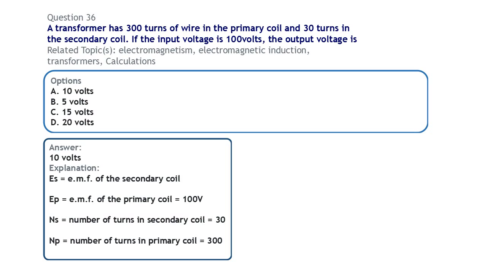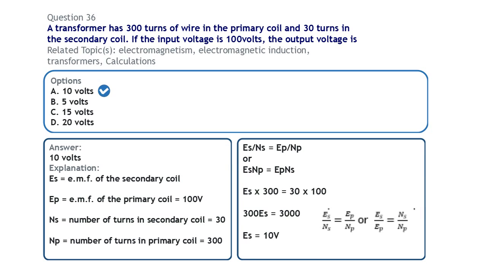Alright, so let ES be the EMF in the secondary coil, EP be the EMF in the primary coil, and from the question, that is also the input voltage. We have 100 volts. Let the number of turns in the secondary coil be NS, and we have it here to be 30. So you have 30 turns in the secondary coil. While the number of turns in the primary, let that be NP, and here it is 300 turns in the primary coil.